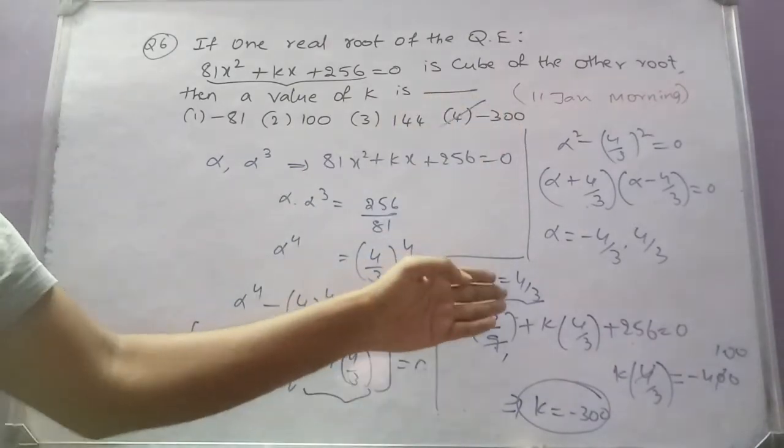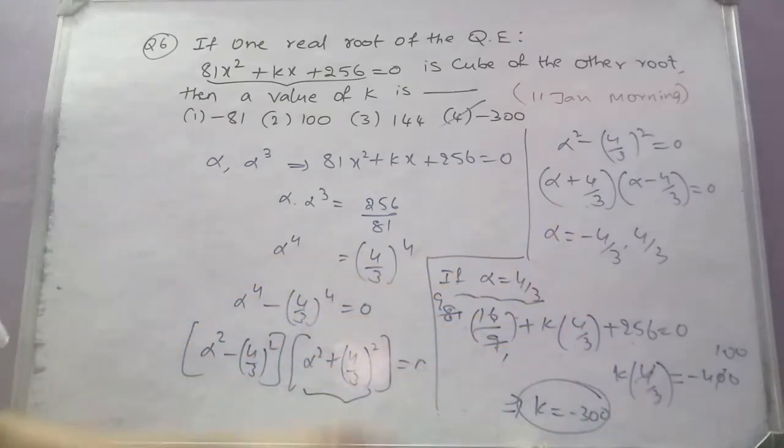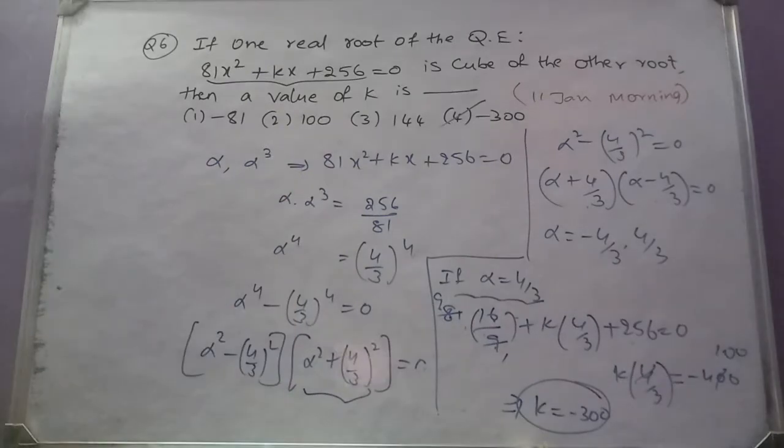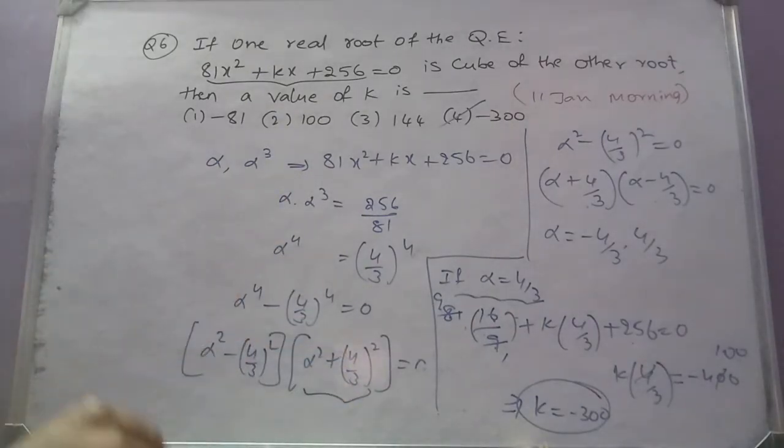You can continue, take alpha is equal to minus 4 by 3, solve it, you'll get k is equal to plus 300. But that option is not there here. So both are correct. Minus 300 is correct, plus 300 is also correct. Remember that. So the answer for this question is minus 300. Two answers are possible: k is equal to minus 300 and plus 300. Okay, we'll go with the next question.